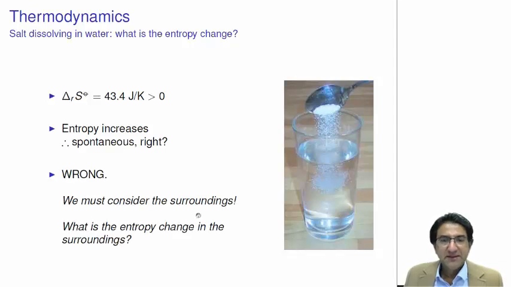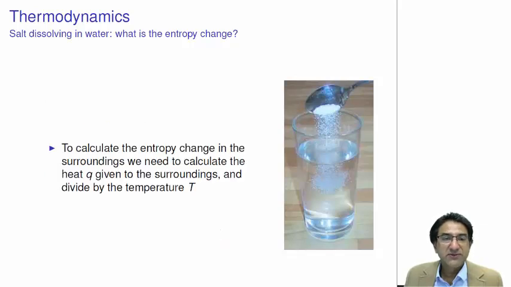No, it isn't. Why isn't it? Because we haven't considered the surroundings. Not at all. Wrong. What is the entropy change in the surroundings? It looks like we have to look up more information. To get the entropy change in the surroundings, we need the delta H for the system. We need to calculate the heat given to the surroundings and divide by the temperature.